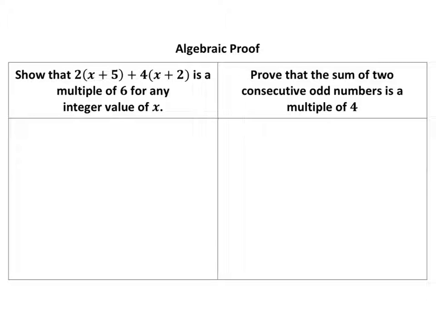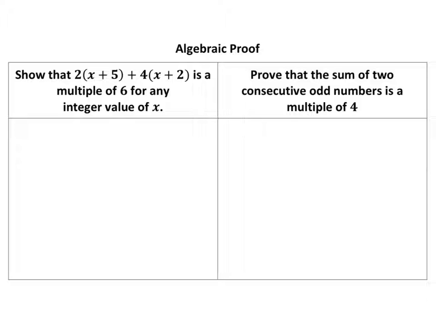Okay, so we're looking at proof here, and show that proof, same sort of thing really, but it says show that 2 brackets x plus 5 plus 4 brackets x plus 2 is a multiple of 6 for any integer value of x. So that basically means if I swap x for any number, I'm going to get a multiple of 6 out of there.